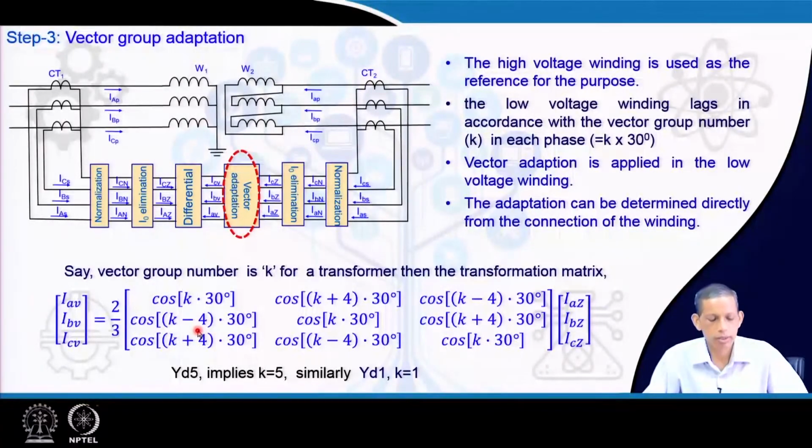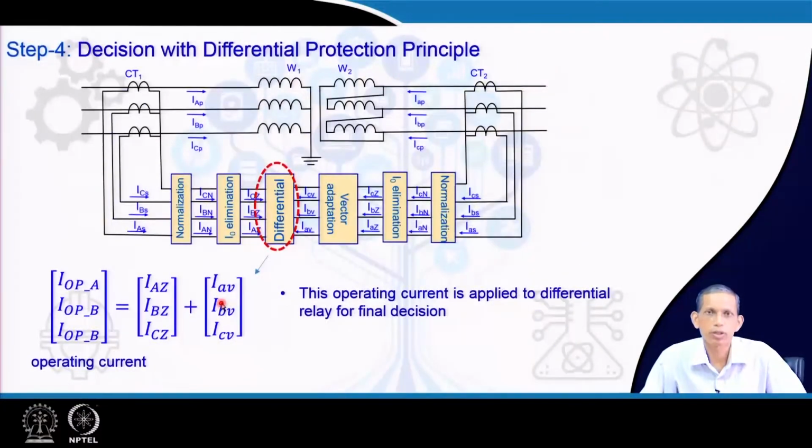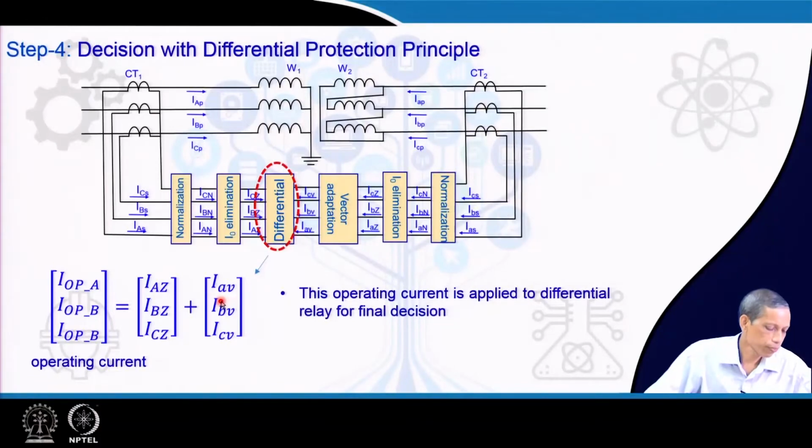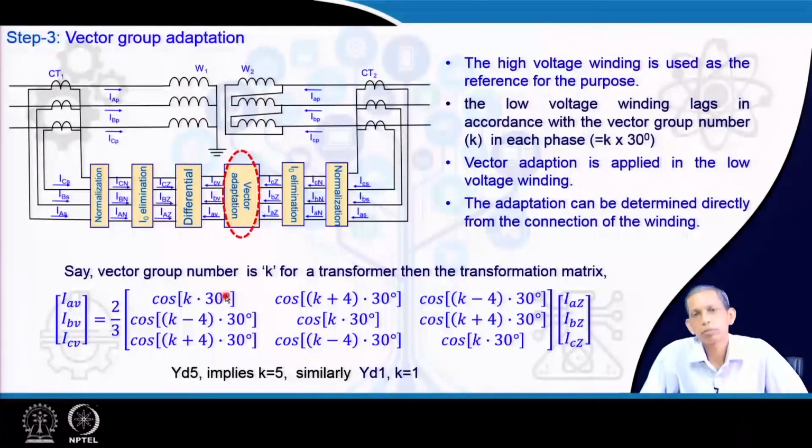So, now this matrix comes from the perspective of fault analysis using sequence components. We know that the positive sequence voltage or current leads by an angle of 30 degrees, the e to the power j theta, corresponding to the particular transformer, YD1.